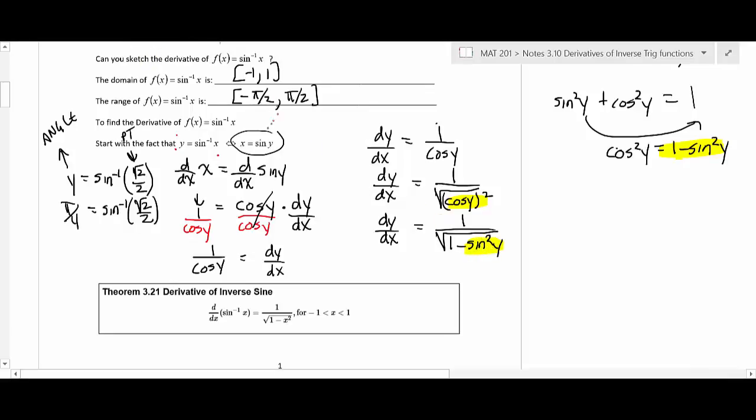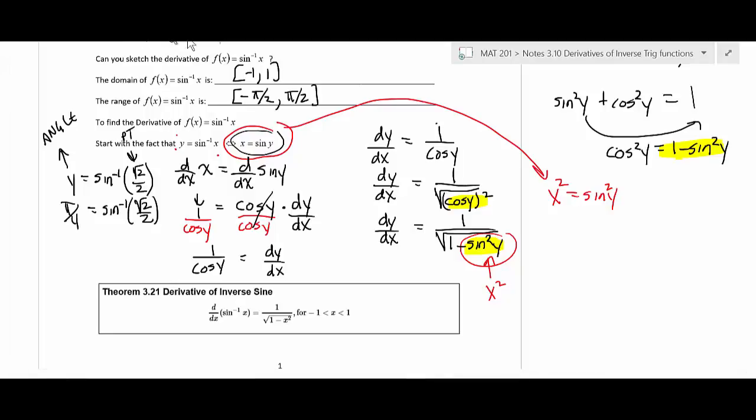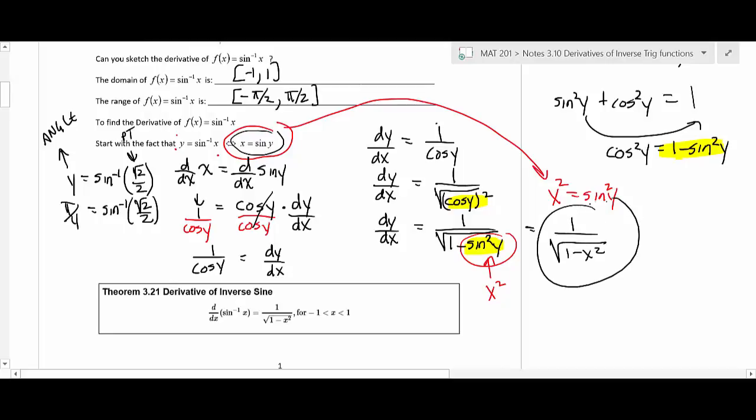If you look at this, x equals sine of y. If I square both sides, that's equal to x squared. So at the end I replace that with x squared, and that's what the derivative is. Your derivative formula for an inverse sine is going to be 1 over the square root of 1 minus x squared. That's it. That's where it comes from.